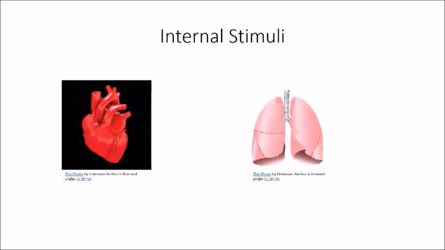With internal stimuli, these are just basically all the different things that are taking place inside our body. I already gave you guys an example earlier where I said, remember, all of the cells inside of our body need oxygen. So different parts of our body are going to have to work together to make sure it has this balance of oxygen.